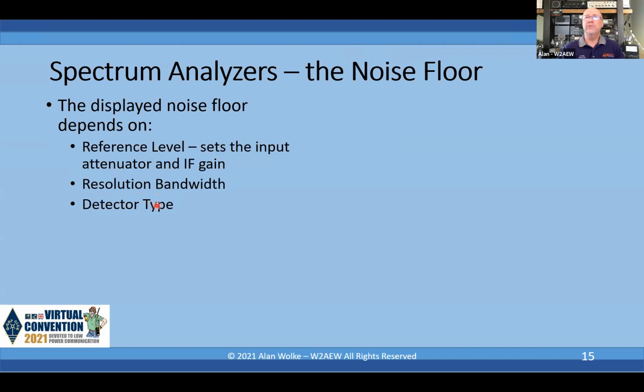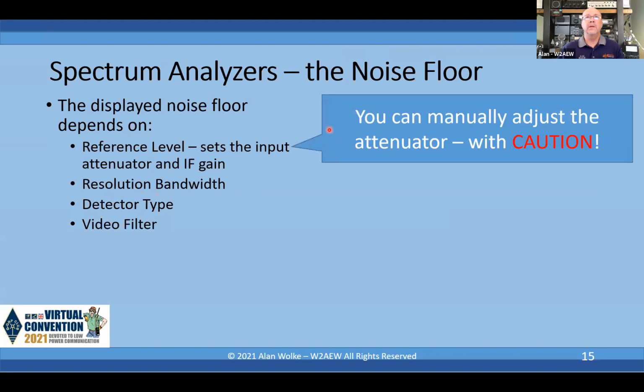The detector type will have some effect, as well as the video filter, because that affects the peak-to-peak amplitude of the trace itself. So again, most spectrum analyzers let you manually take control over that attenuator. Generally, by default, that input attenuator is tied to or coupled to the reference level. But once you've set that level, some analyzers will allow you to take manual control because you think you know better than the analyzer, and then adjust it down even further. You can do that, but do that with caution.